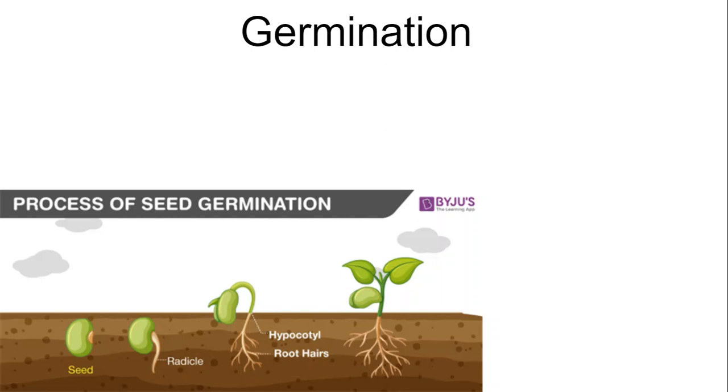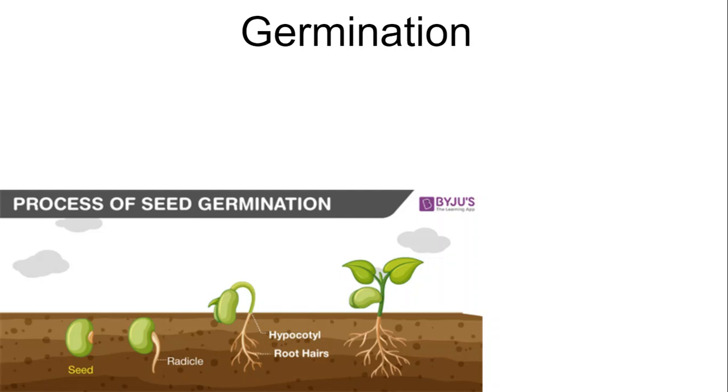Germination is the process in which a plant grows from a seed. It begins when the seed takes in water, causing the seed coat to soften. This allows for the radicle to emerge and form a root. Once the root is formed, then the plant can begin to grow upwards and out of the soil.